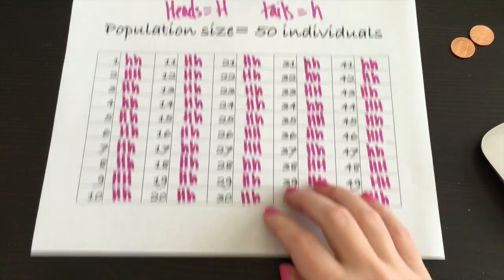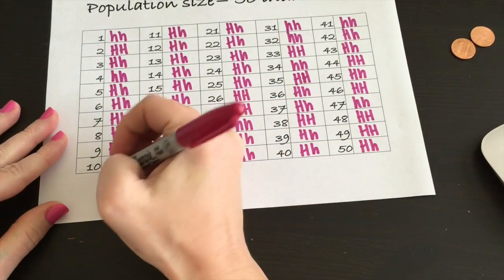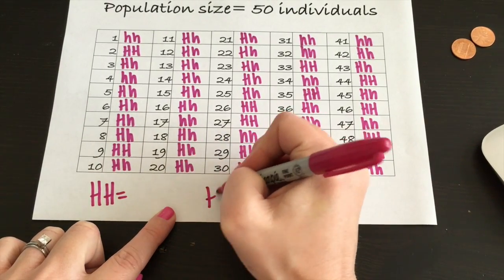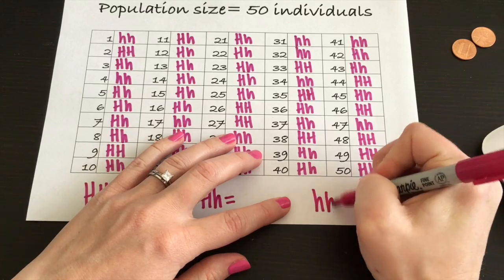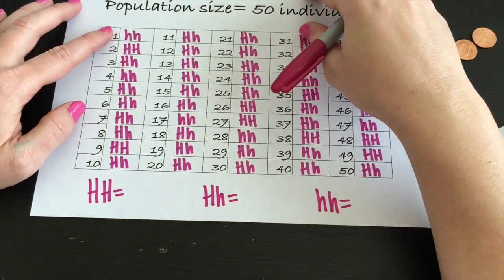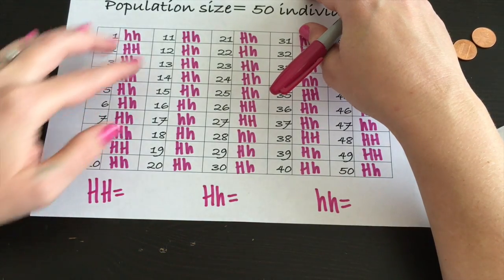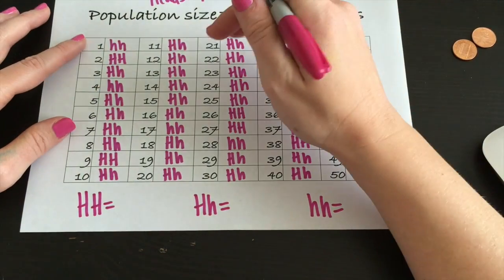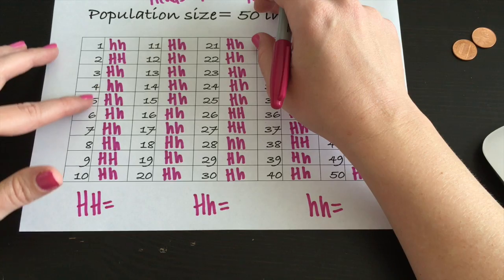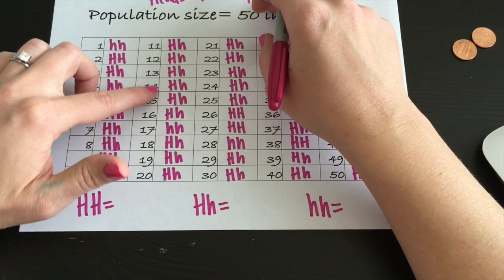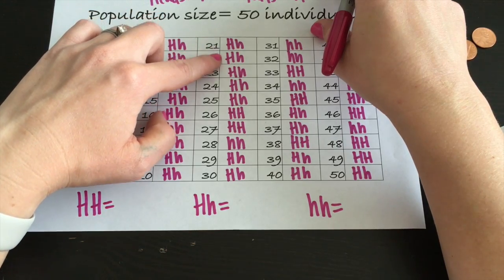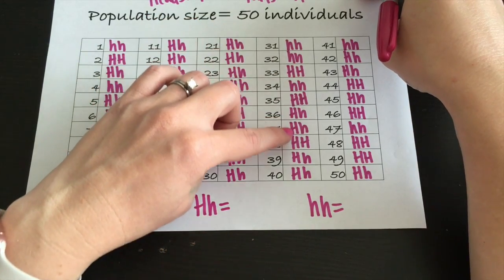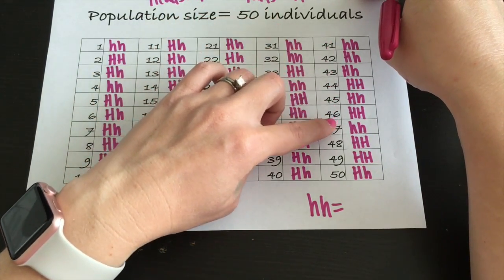So what I want to do now is a tally to see how many we have of each. Our 3 different genotypes are homozygous dominant, heterozygous, and then homozygous recessive. So let's count. So we have 1, 2, 3, 4, 5, 6, 7, 8, 9.